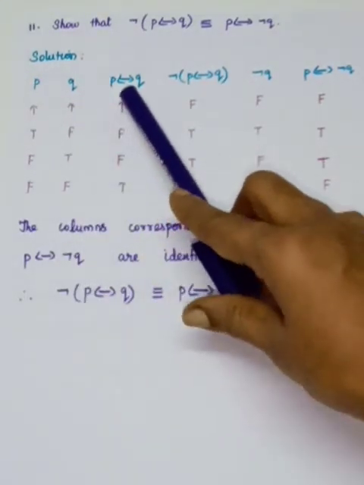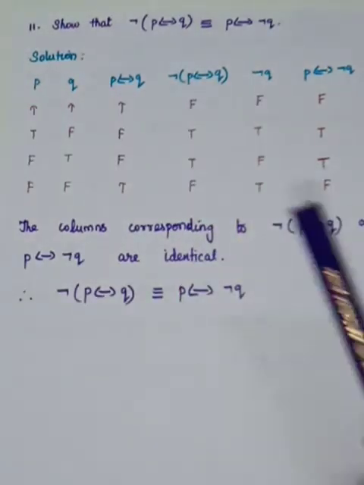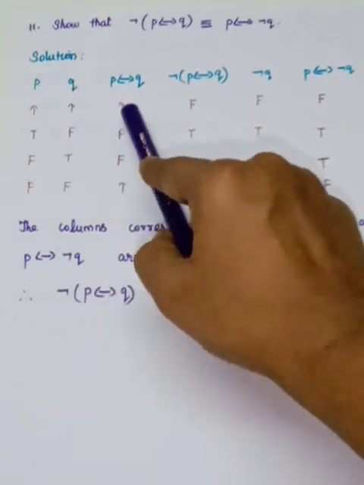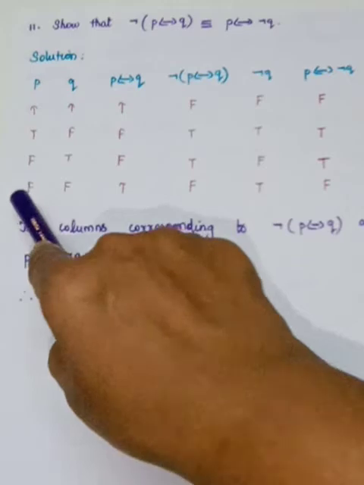So what is it? It's a biconditional statement. Biconditional statement means both having the same truth value. So true, true, it is true. False, false, it is also true, because both have the same truth value.